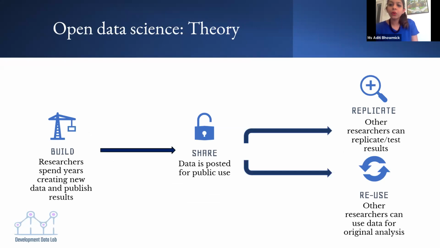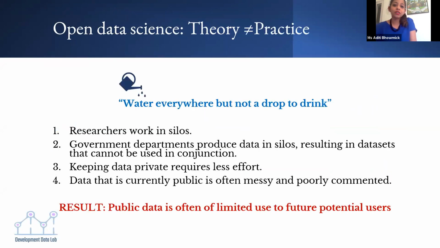I'll spend some time quickly going over how the theory of open data science is supposed to work. So the idea is that you have a bunch of researchers who spend a lot of time painstakingly creating new data, and then they analyze it and they publish their results. After they've done that, they go ahead and open up their data for public use. And the hope is two things happen after that. You have other researchers replicating their findings, adding more nuance, or you have researchers or journalists or whoever using their data to answer entirely different questions. But with most things, there's a vast ocean between theory and practice, even here.